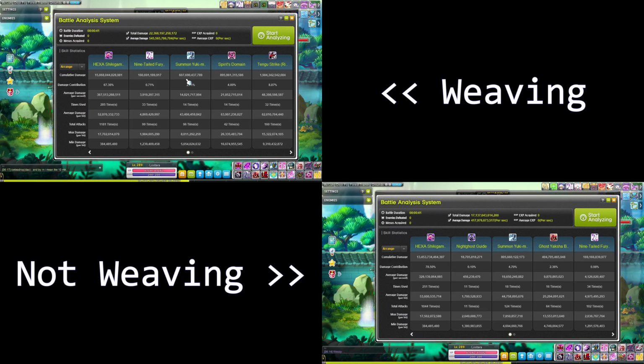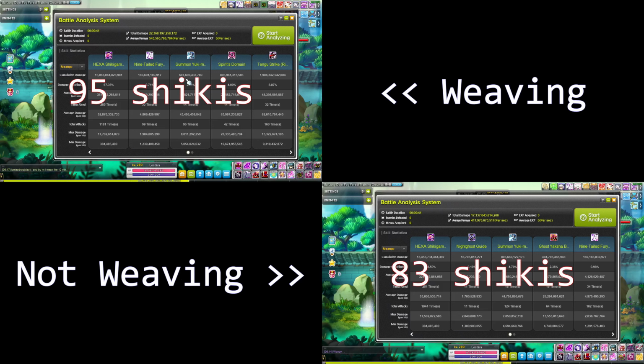Hexa Shiki combines Shikis 1, 2, and 3 into a single BA column, so to get total Shikis used we would divide times used by 3. In this case we had 95 Shikis in the weaving BA and 83 in the other. This is an increase of around 14%.